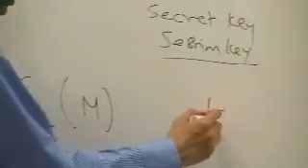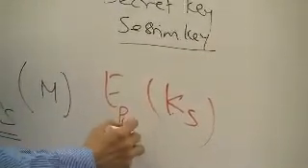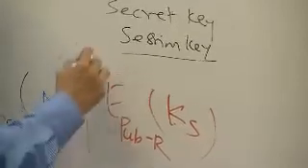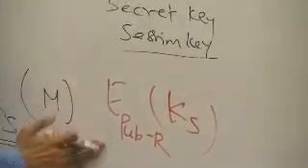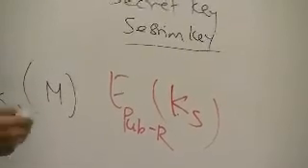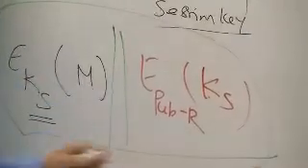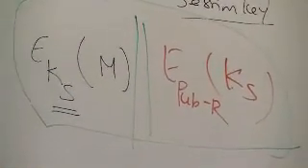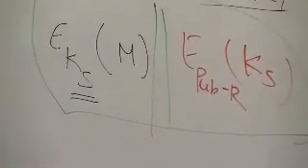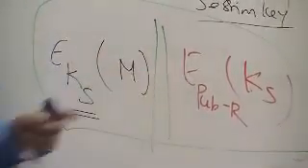So for that, what you can do is encrypt the secret key with the public key of the receiver and concatenate them. If you send them together, the confidentiality is achieved. How does the receiver process this? You send both of them like this. How does the receiver process this?